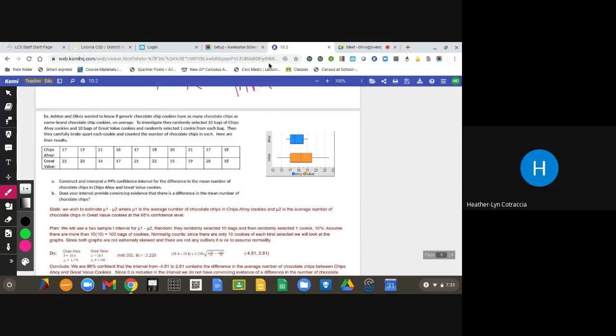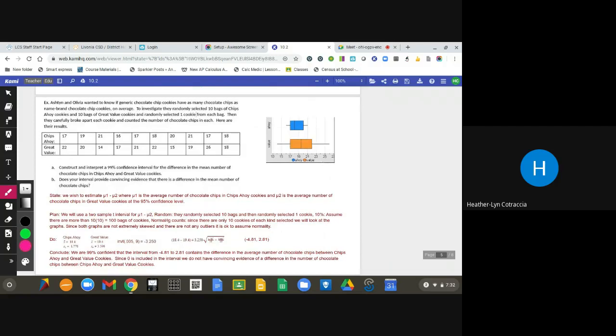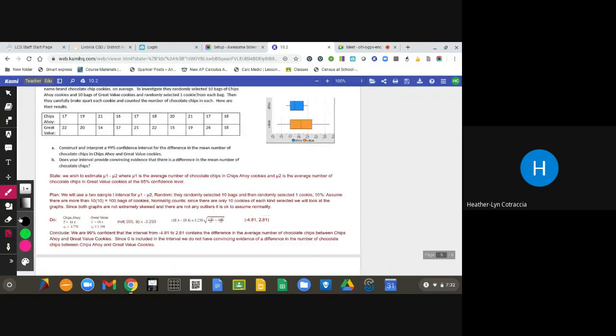So this time we're going to use a 99% confidence to estimate the difference in the mean number of chocolate chips between those two cookies. So as with any confidence interval, we're going to start with our state. We wish to estimate mu1 minus mu2. Make sure you label what mu1 and mu2 are. So mu1 is the average number of chocolate chips in Chips Ahoy cookies, and mu2 is the average number of chocolate chips in Great Value cookies. Oh, sorry, there's a little typo. That should not be 95.